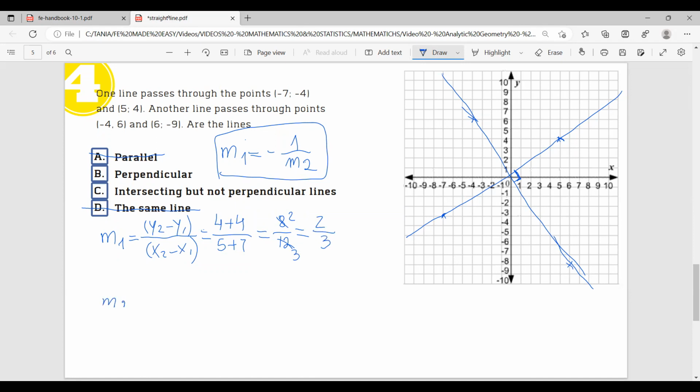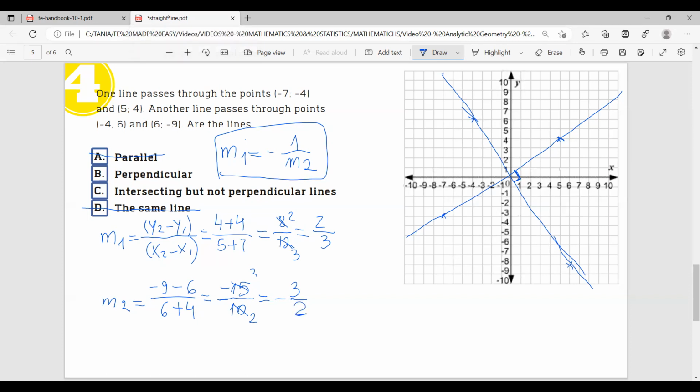Let's go ahead and calculate the slope of the second line. -9 minus 6 over 6 minus (-4), I get +4. So we have -15 here at the top over 10. If we reduce this by 5, we get 3 and we get 2. So the answer here is -3/2, excuse me. We don't want to forget the minus, it's very important.